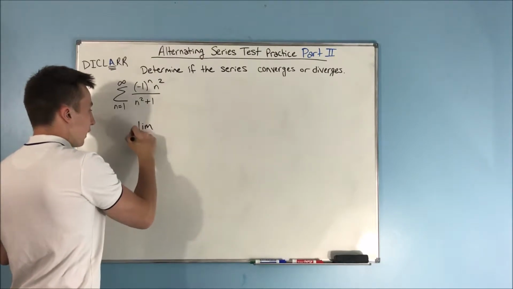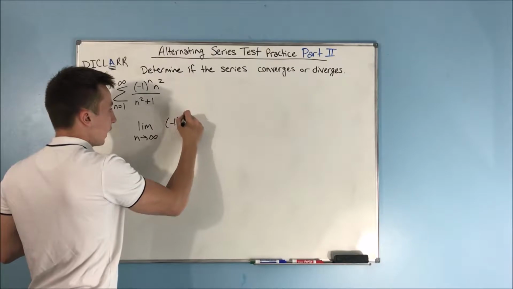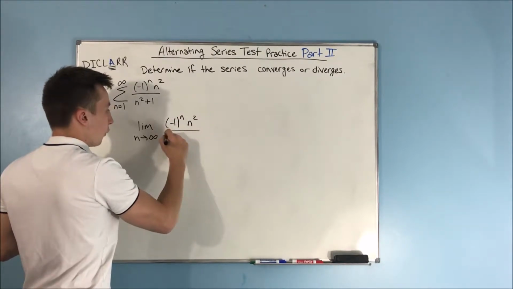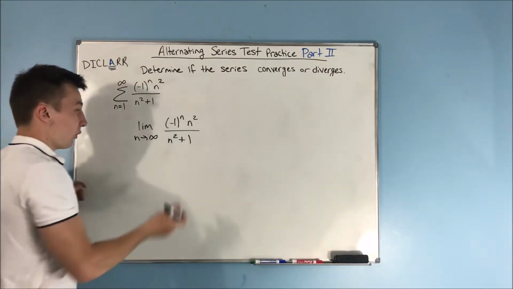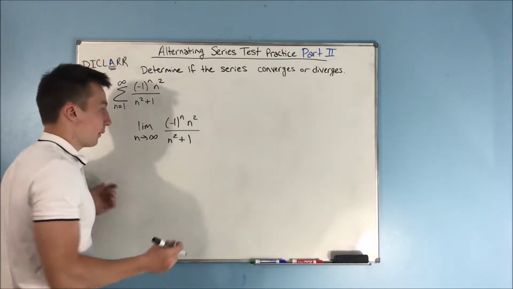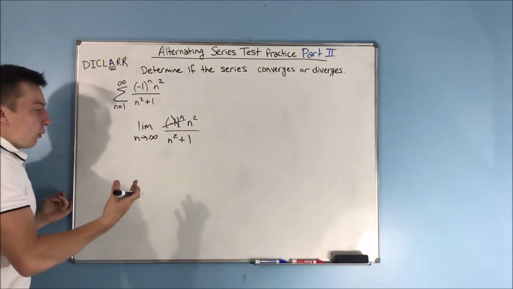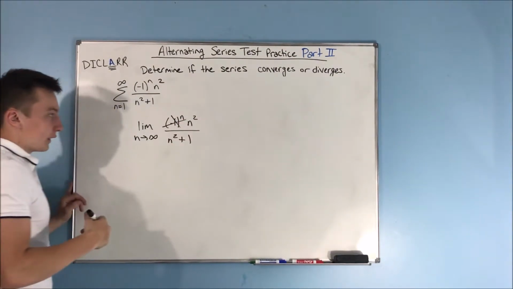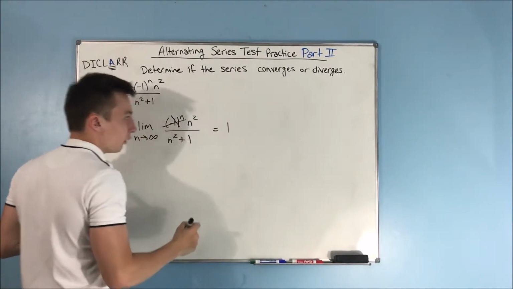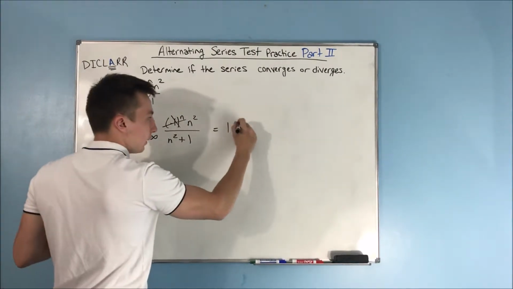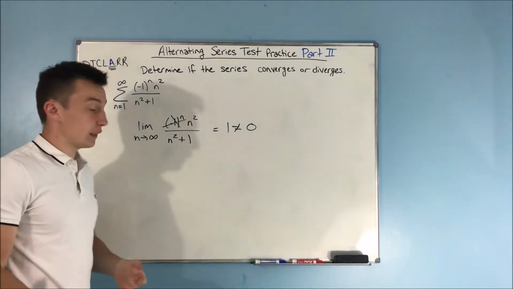We take the limit as n approaches infinity of -1 to the n times n squared over n squared plus 1. Well, this -1 to the n is not going to really matter at all here. Now we're left with n squared over n squared plus 1, and we know that that's just going to equal 1. That's not equal to 0, so we know that this is divergent by the test for divergence.